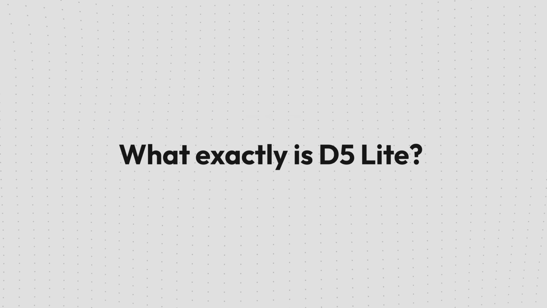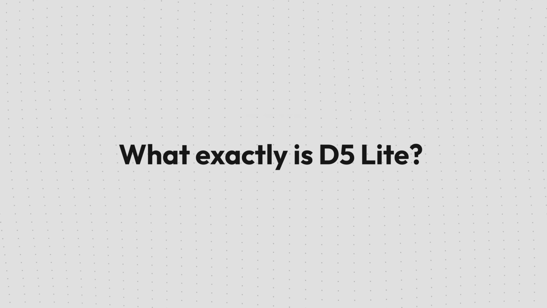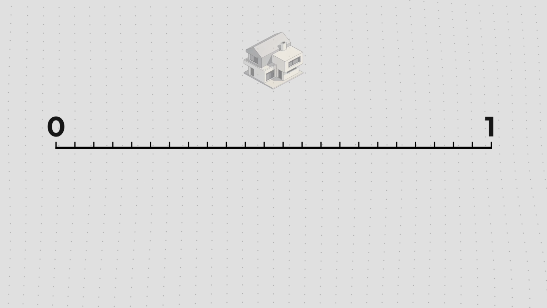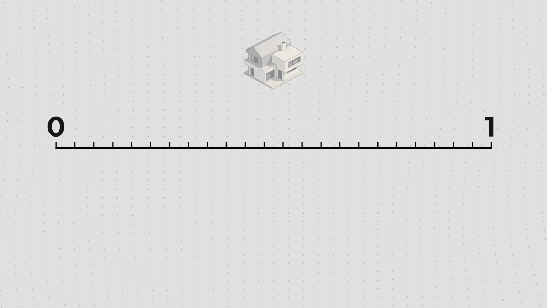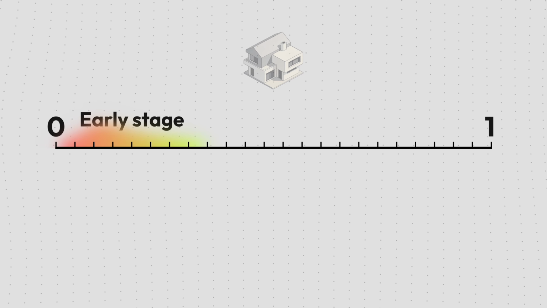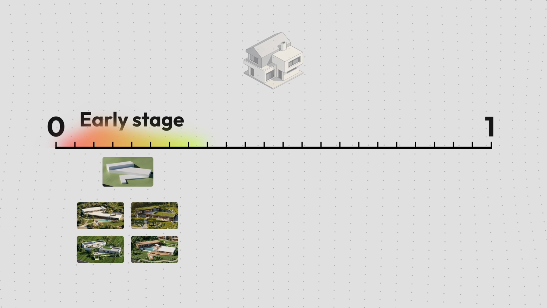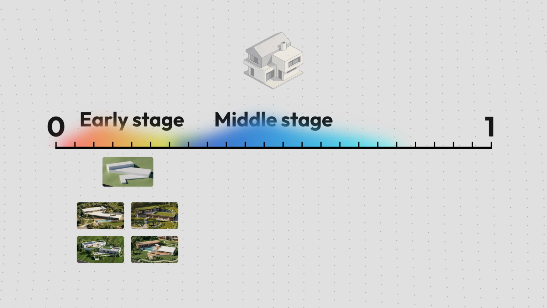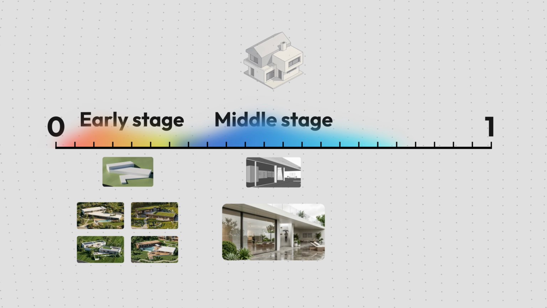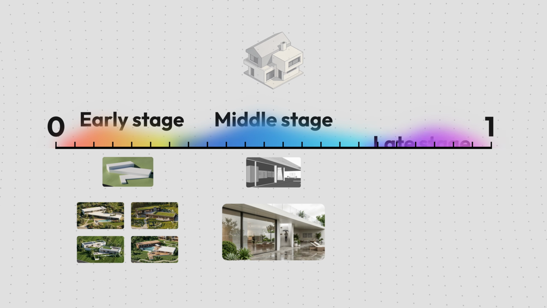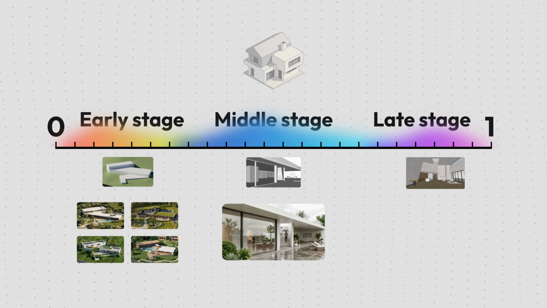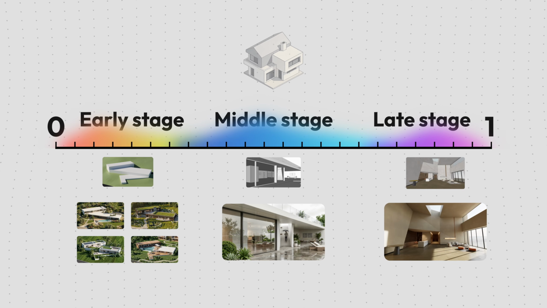So, what exactly is D5 Lite? It supports your entire design workflow from start to finish. In the early concept stage, Lite helps explore ideas and shapes quickly. As your design develops, it lets you generate progress renders at different phases. And when you reach the final stage, Lite delivers high-quality images with ease.